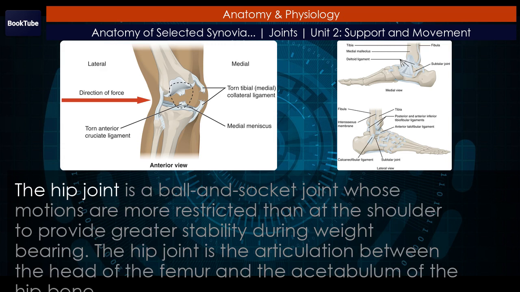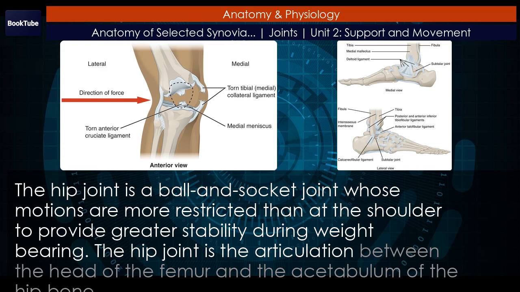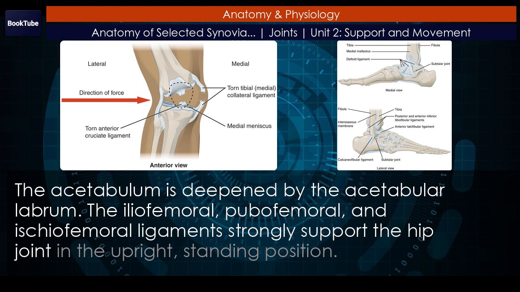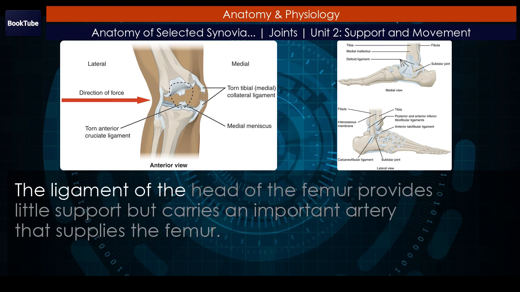The hip joint is a ball and socket joint whose motions are more restricted than at the shoulder to provide greater stability during weight-bearing. The hip joint is the articulation between the head of the femur and the acetabulum of the hip bone. The acetabulum is deepened by the acetabular labrum. The iliofemoral, pubofemoral, and ischiofemoral ligaments strongly support the hip joint in the upright, standing position. The ligament of the head of the femur provides little support but carries an important artery that supplies the femur.